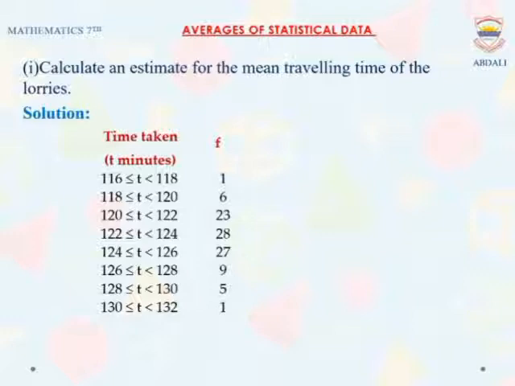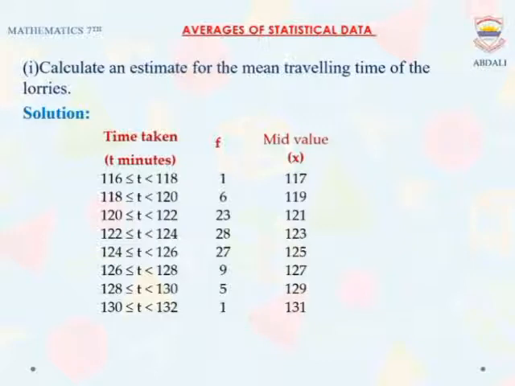Yes, we know that we have to find the mid value now, which between 116 and 118 will come as 117. And between 118 and 120, what comes? We know that between 118 and 120, 119 comes, and so on. We will find the mid value for all the values, like for 130 to 132, the middle value will be 131. So now we are done with finding our mid values, and now we know the next step.